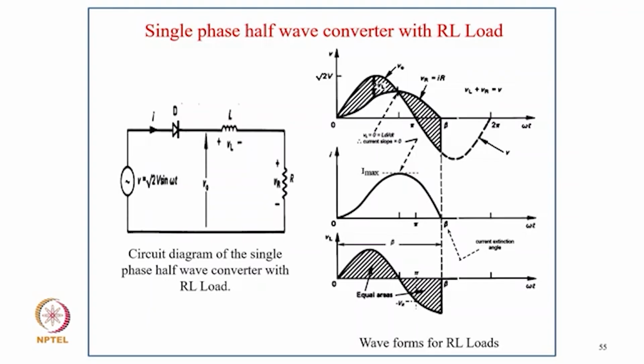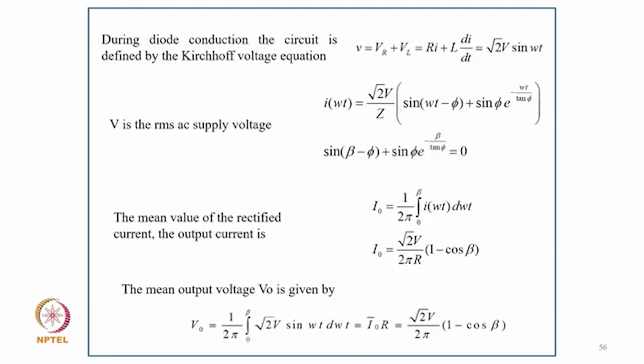Now taking a typical RL load, as you can see, with the effect of the inductive filter, the current tries to flow for a longer period, not only up to pi but up to beta. You can see the resistance drop as well as the current and the inductor voltage drop in the last waveform.